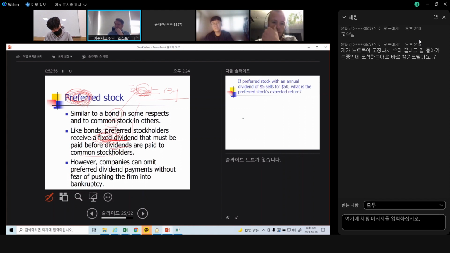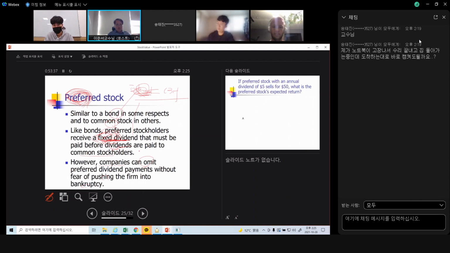If preferred stock were just like a bond, then if the company did not provide a dividend, that would be a factor to go bankrupt, but it is not, right? So companies can omit the preferred dividend payments without fear of pushing the firm into bankruptcy. That's what I told you. Okay. That's the preferred stock. But it's not necessarily so. We will talk about that one in the next bond issue.